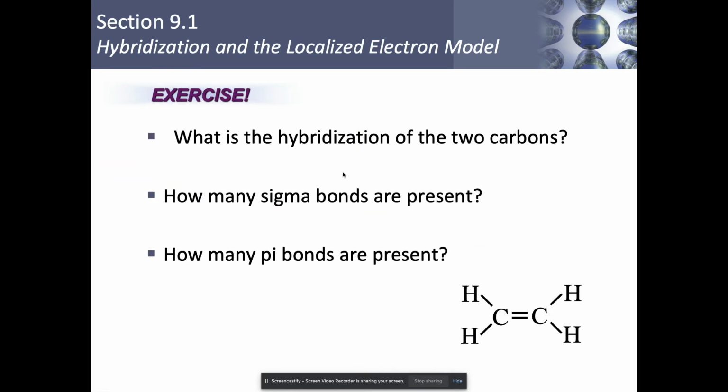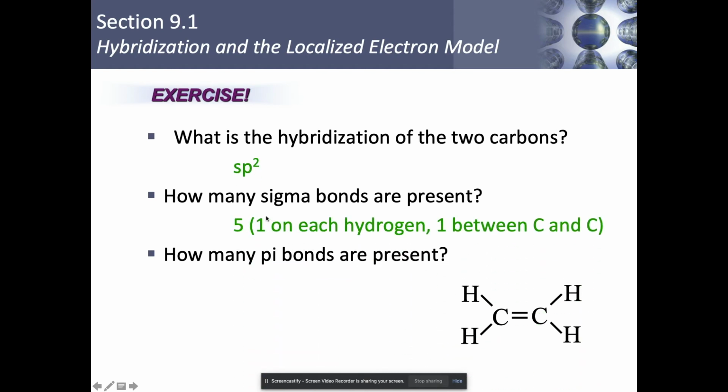So what's the hybridization of our carbon atoms here? Well, it's sp2 hybridized. How many sigma bonds are present? I don't want you to accidentally make a mistake here. There are 5. You have single bonds between the carbon and the hydrogen, so there are 4 from that. And remember, in order to form a double bond, it takes 1 sigma bond. So there are actually 5 sigma bonds in the picture. How many pi bonds are present? Just 1. That's forming the other bond of our double bond between the carbon and the other carbon.